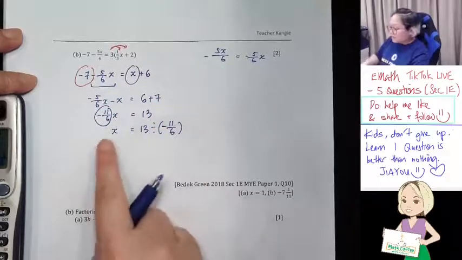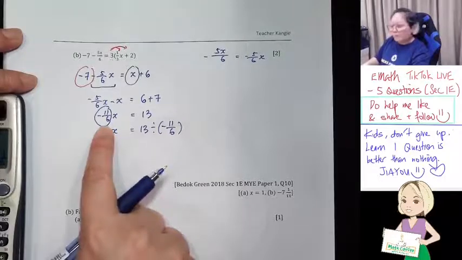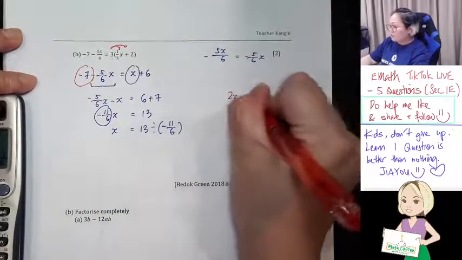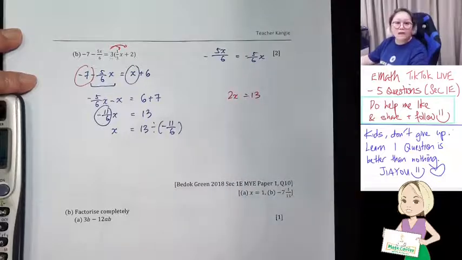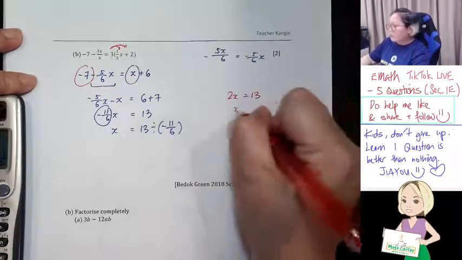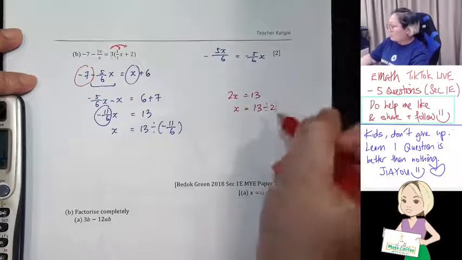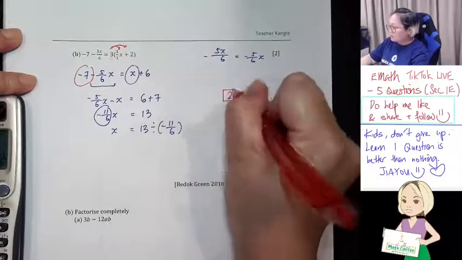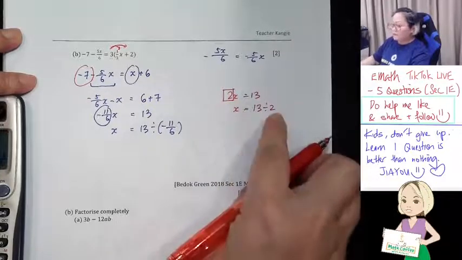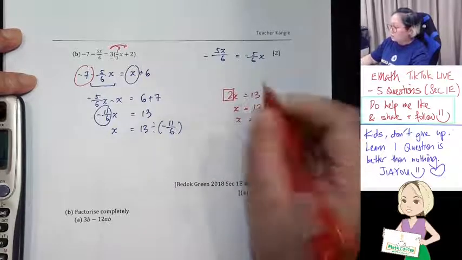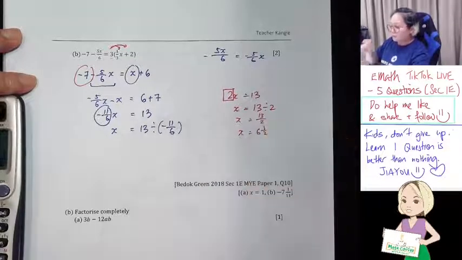A lot of students don't understand how to deal with this number. But let me just show you one example. If today I have 2x equals to 13, and if I want to solve x, everyone knows that you take 13 divided by 2. Very straightforward. Because there's 2x, so 13 divided by 2. So your x is equal to 13 over 2, which is x equals 6.5.